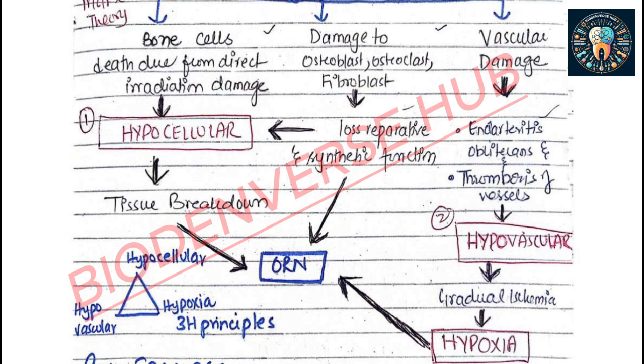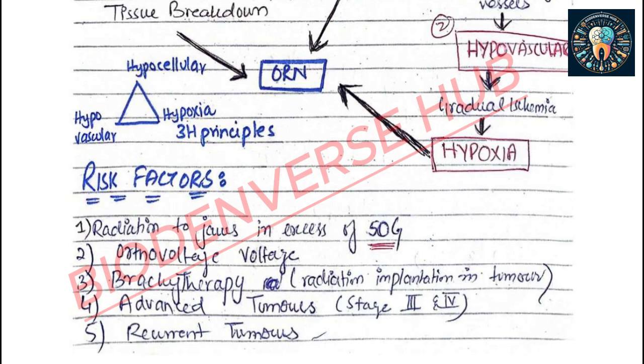So this was the whole Marx's theory, dependent upon the 3H principle. Number 1, hypocellularity; number 2, hypovascularity; and number 3, hypoxia. Now let us move on towards the risk factors that are following. Number 1, the radiation given to the jaws in excess of 50 grays, which we have discussed earlier as well, that radiations of higher intensity are responsible for ORN, or they are associated with greater risks of causing this ORN condition.